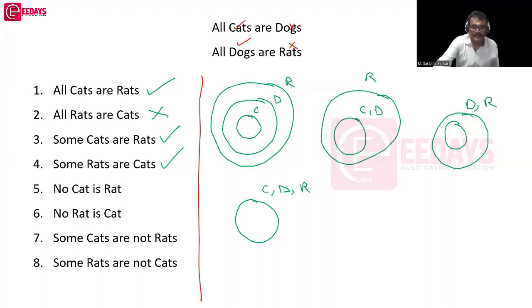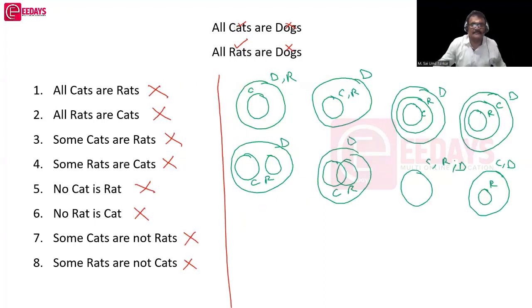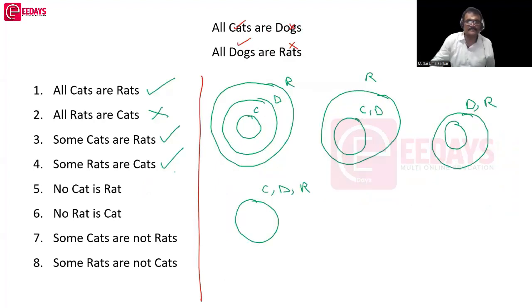See, the difference between the previous case and this case: in the previous case, the middle term was not distributed, so none of these 8 conclusions are valid. But what about this case? Here the middle term is distributed, so the first one, third one, and fourth one are valid conclusions. Now go to the fifth one. What is the fifth one?